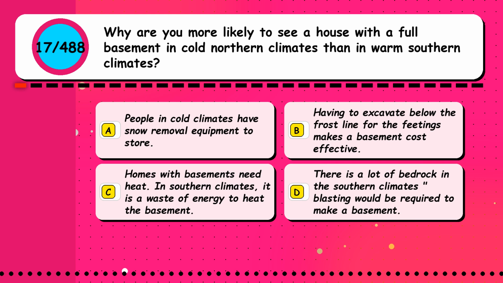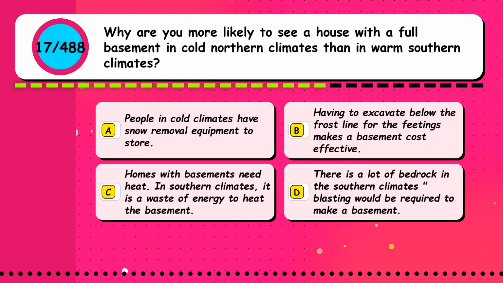Question 17. Why are you more likely to see a house with a full basement in cold northern climates than in warm southern climates? Option A. People in cold climates have snow removal equipment to store. Option B. Having to excavate below the frost line for the footings makes a basement cost-effective. Option C. Homes with basements need heat. In southern climates, it is a waste of energy to heat the basement. Option D. There is a lot of bedrock in the southern climates, blasting would be required to make a basement.